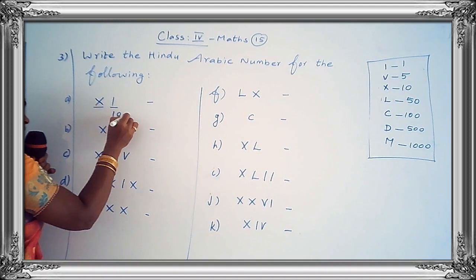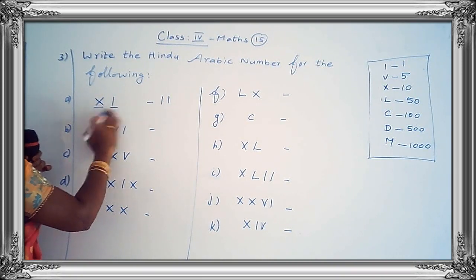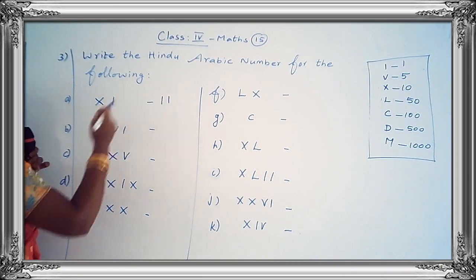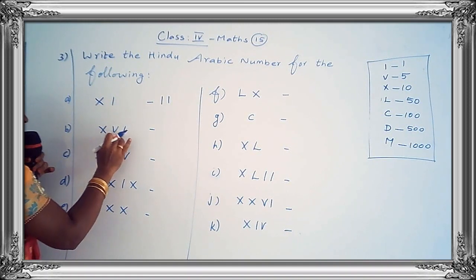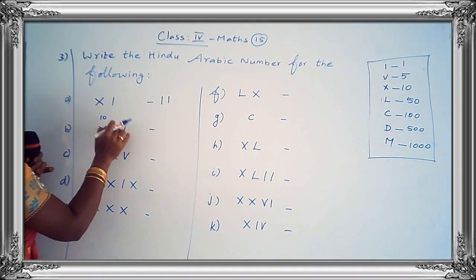Okay, so 10 plus 1, that's why it is to be added. So 10 plus 1 is equal to 11. So XI stands for 11. Okay, next XVI. Here X stands for 10, VI stands for 6.